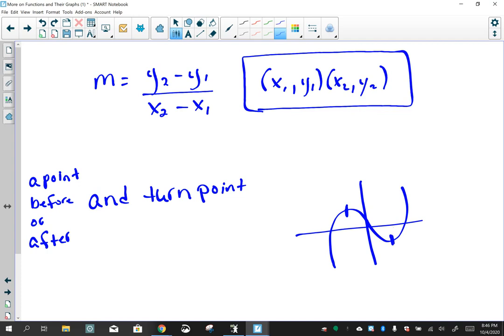So what's going to happen is you're going to figure out this is my x1, y1, and this would be my x2, y2. And what you would do is plug it back into the slope formula here, and it's going to give you a negative number. And that's all you need. I don't need to know the actual number or anything else.